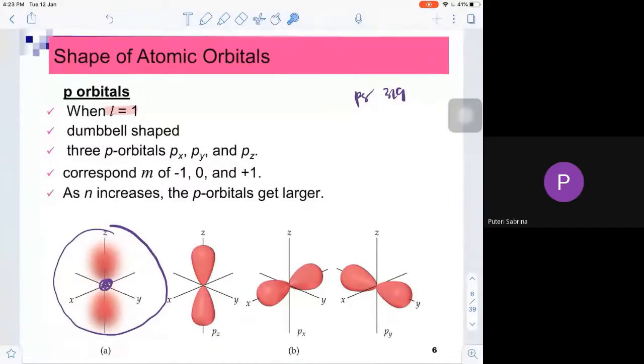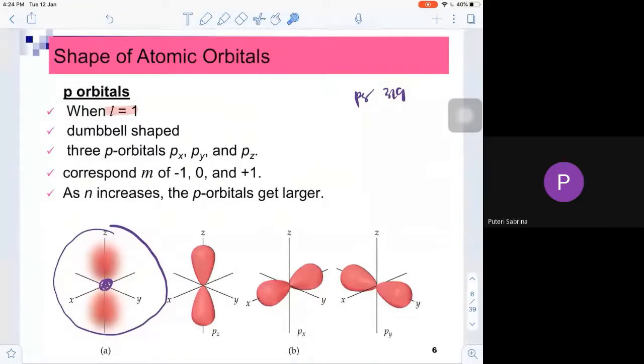Why p? Because this is a p orbital that has two loops. If the two loops lie on the x-axis, then this p orbital is the px orbital. If the two loops are on the y-axis, then the orbital is py. So we have three orientations in space, either on the y-axis, z-axis or x-axis.